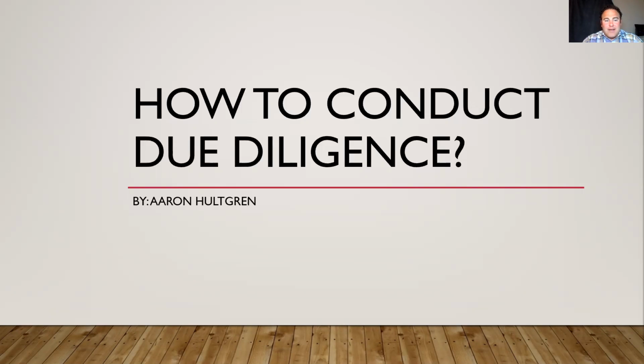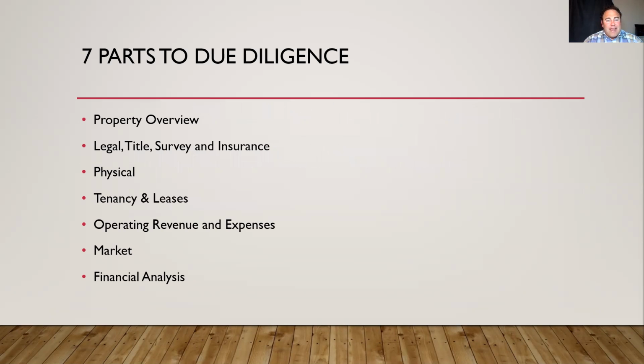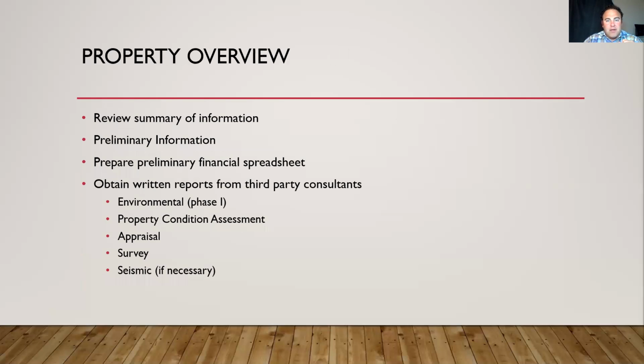So enjoy. I break due diligence down into seven parts. We've got property overview, legal, title, survey, and insurance. We've got the physical property itself, tenancy and leases. Today we're only going to be talking about doing due diligence on leased assets. Operating revenue and expenses would be the next one, market data, and financial analysis. So those are the seven parts of the due diligence process that we're going to talk about today. Property overview.